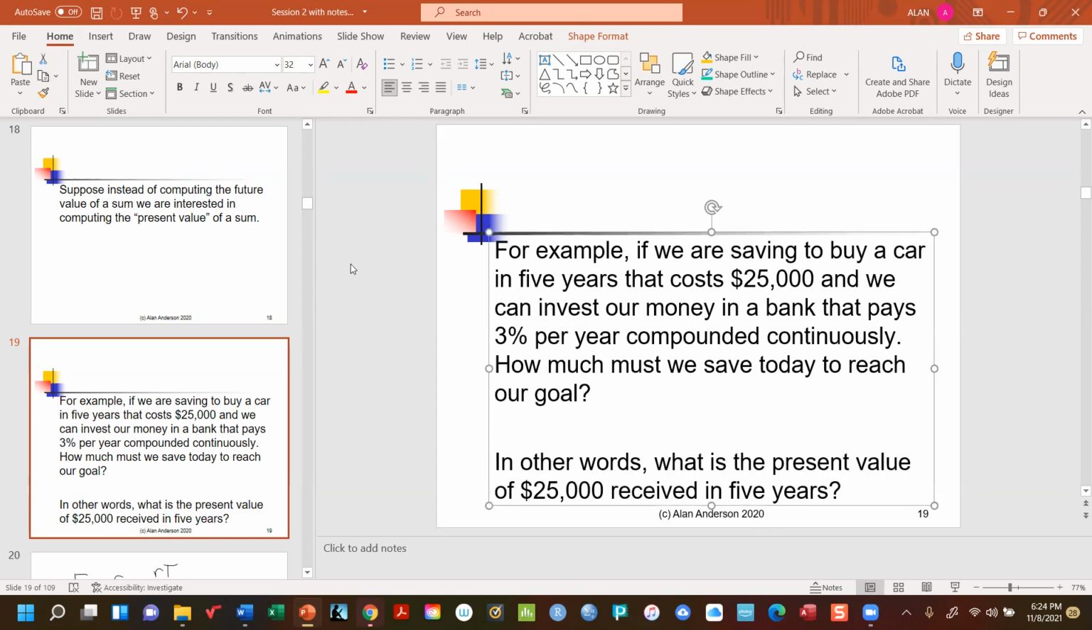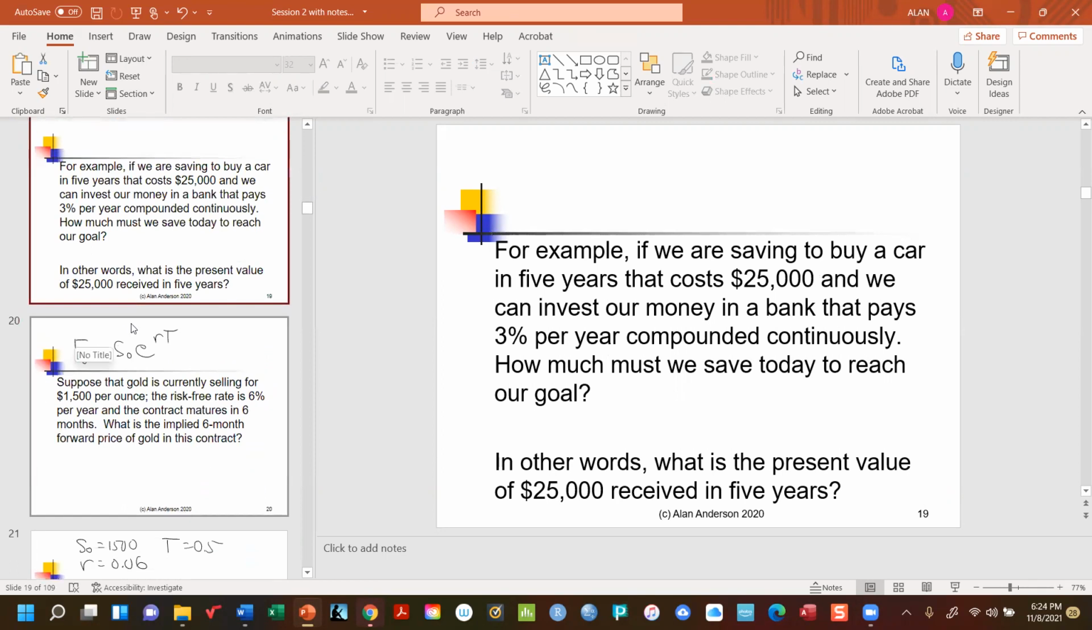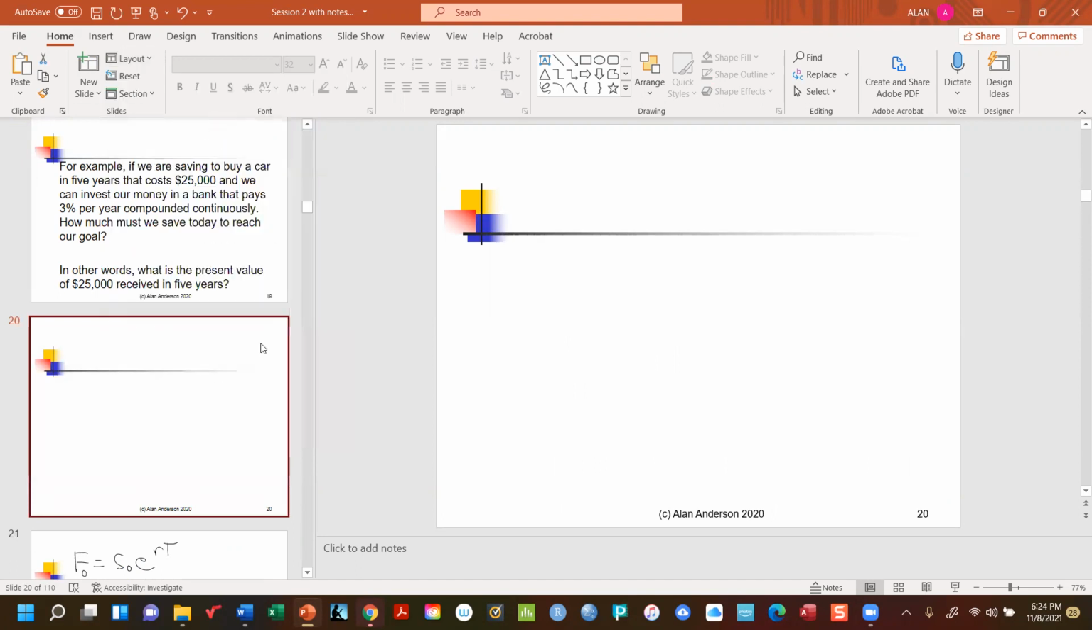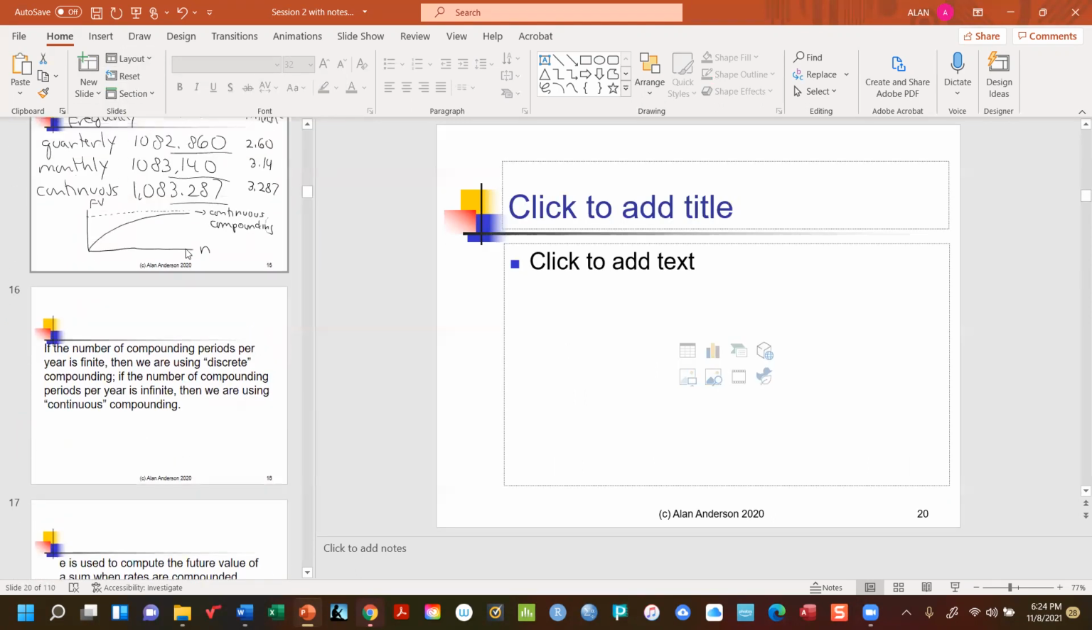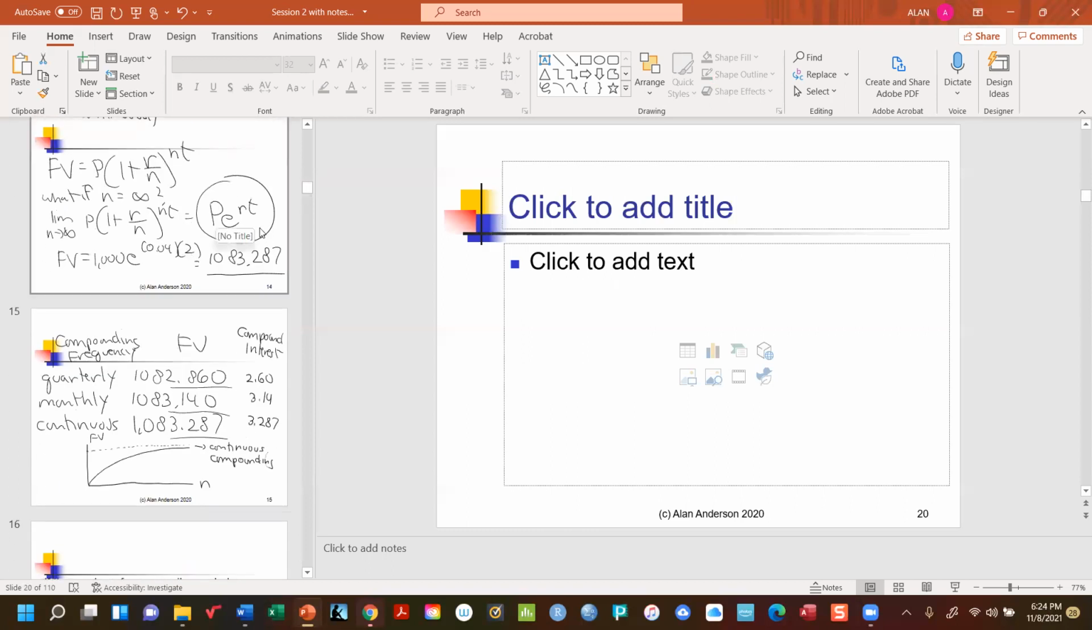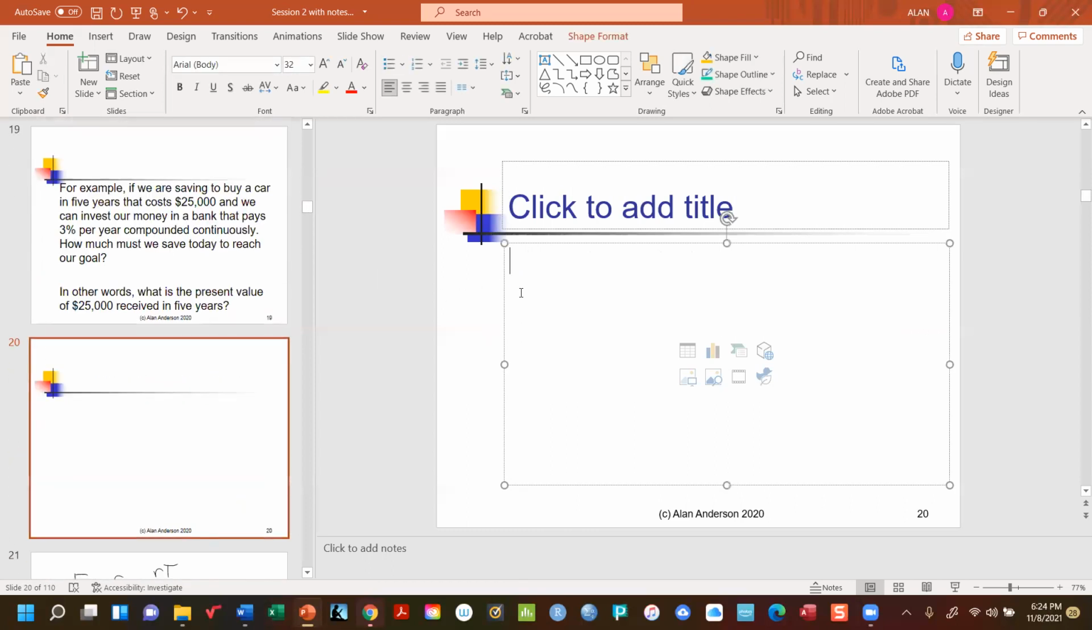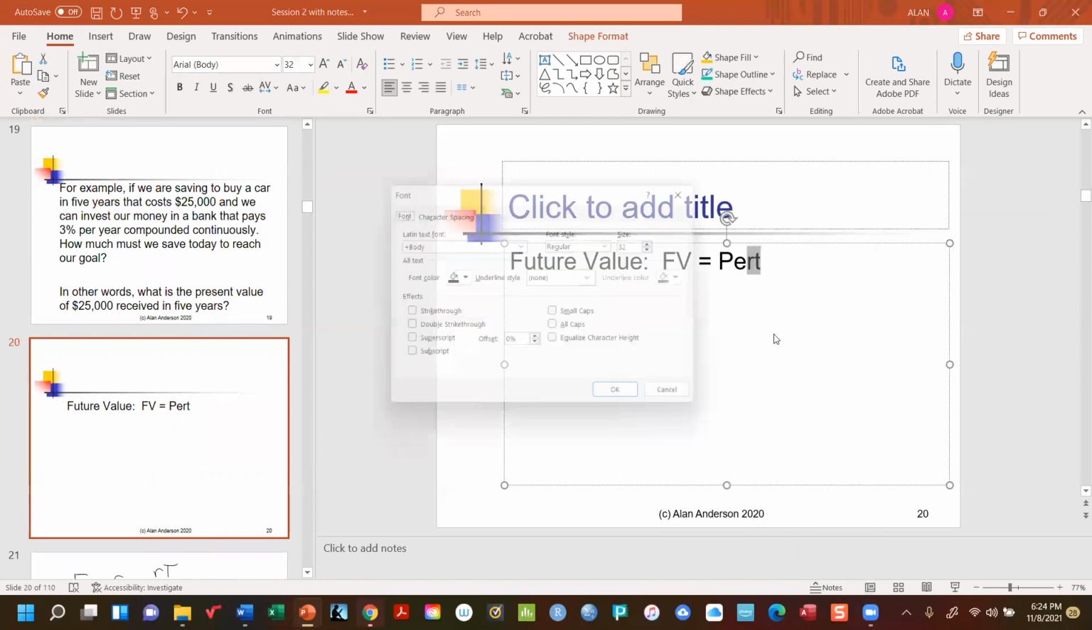Okay, now we can do this with different compounding conventions, but I'd like to show you the specific case of continuous compounding, because that's what we're going to need in this chapter. So remember the formula we used for the future value. Okay, so the future value formula, FV equals P e to the rt power. All right, hold on. It's kind of awkward to make superscripts in PowerPoint, but we can do it.